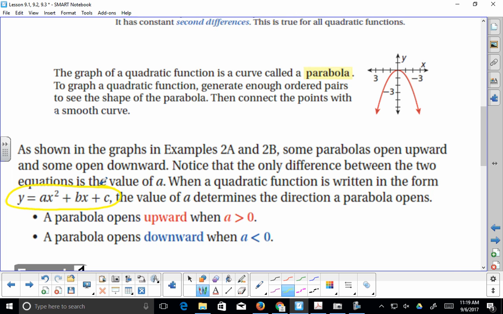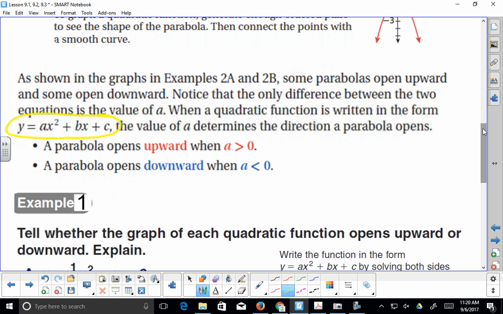Okay? All right. So we know that when a is positive, it opens up, because what happens when you are feeling positive? What do you do when you're feeling positive? You smile. Okay? And when you smile, you make a parabola that opens up. And when you're feeling negative, you frown, and then we get a parabola that opens down then. Okay? So when a is positive, it opens up. When a is negative, it opens down.